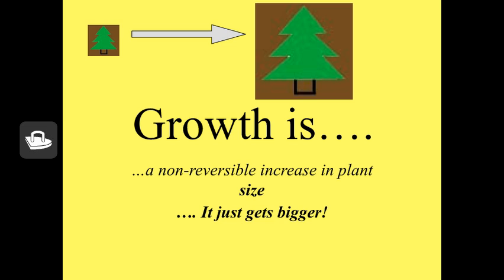Growth is influenced by heredity and the environment. The environment influences the kind of growth, whether it's vegetative or reproductive, the rate of growth, and the total size of the plant, within the limits of its genetic potential, of course.